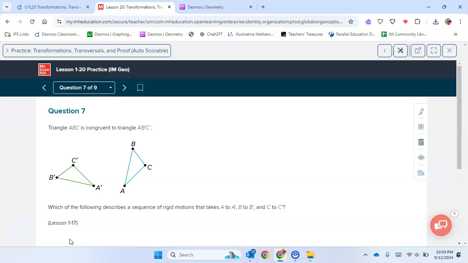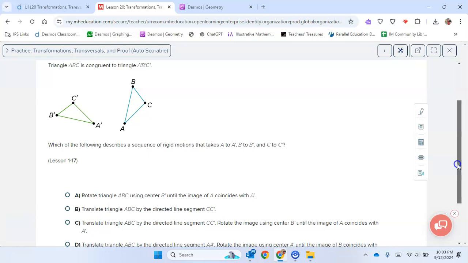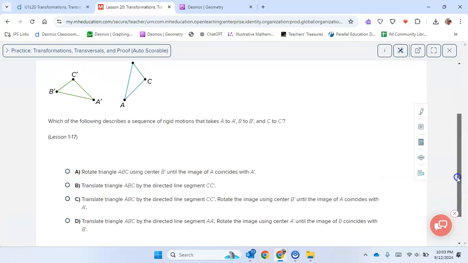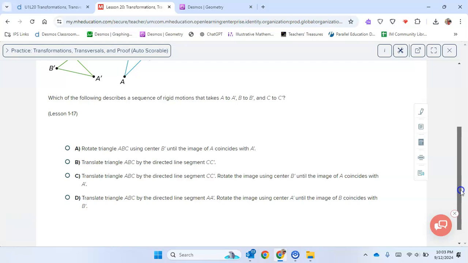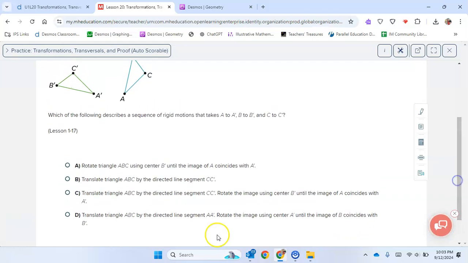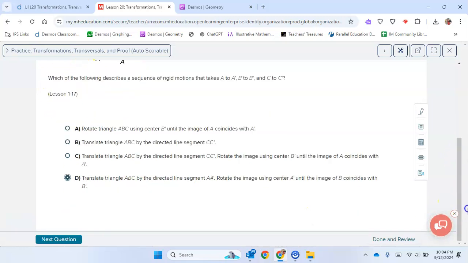This question is just like it. Which of the following describes a sequence of rigid motions that takes A to A prime, B to B prime, and C to C prime? Well, we're going to translate from A to A prime, and then we'll rotate the image using center A prime until the image of B coincides with B prime. So we'll move A to A prime, and then we'll rotate it until B's on B prime. Same as the last one.